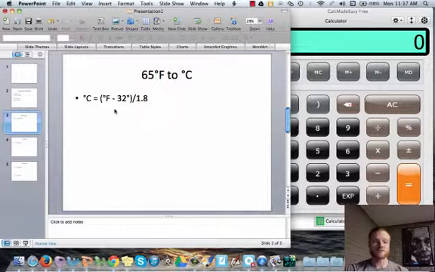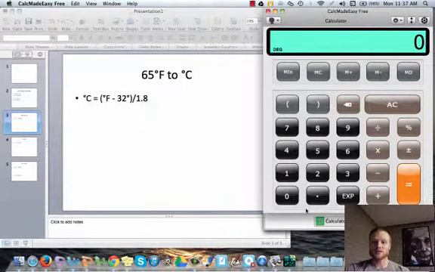And I've picked a formula out that looks like it would be helpful for me, and that formula is degrees in Fahrenheit minus 32 degrees divided by 1.8. And so basically I'm just going to throw that in my calculator here. I should put the parentheses because that is important: 65 degrees Fahrenheit minus 32 degrees, divided by 1.8.